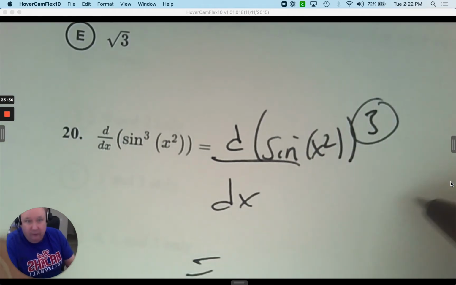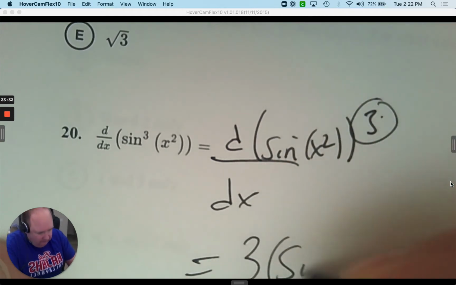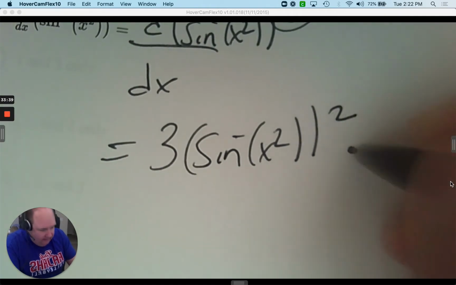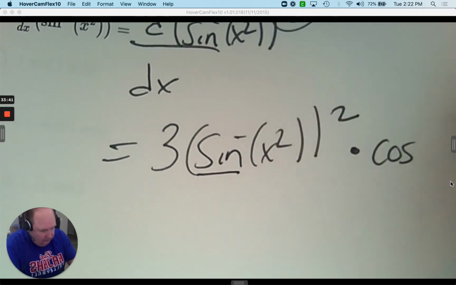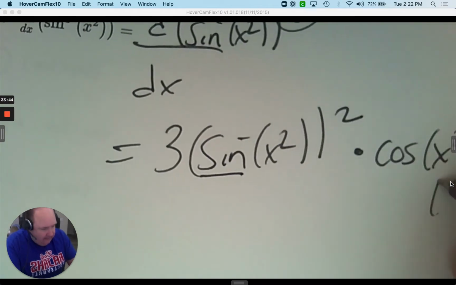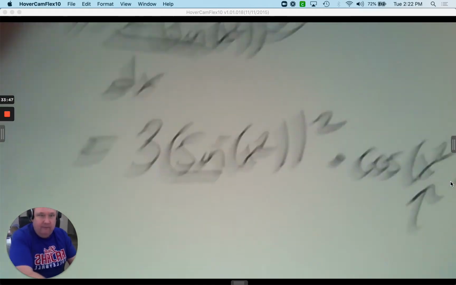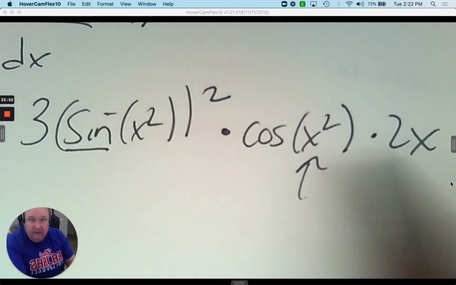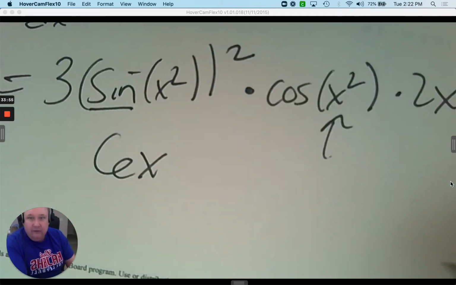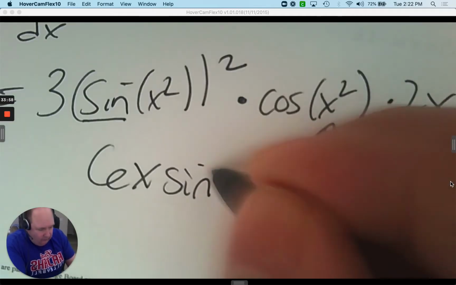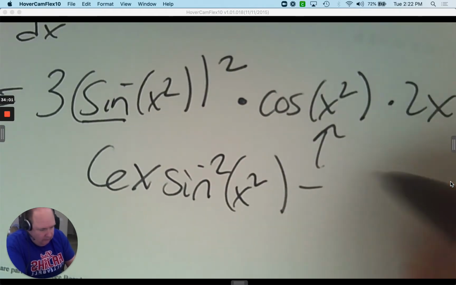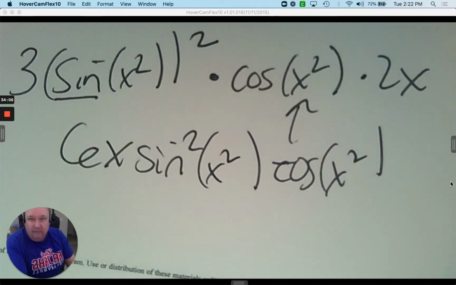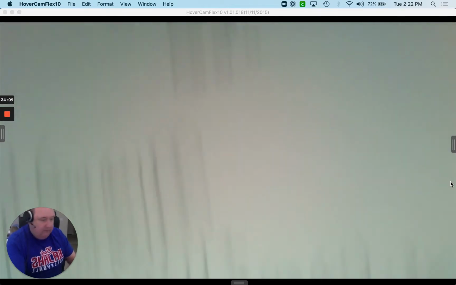So first we handle the 3. 3 times 1 in front. And then subtract 1 to the exponent. Then the derivative of sine is cosine. And then the derivative of x squared is 2x. So you get all those hooks involved. 3 times 2x is 6x. And then it's sine squared x squared times cosine x squared. So 6x sine squared x squared cosine x squared. Let's see.